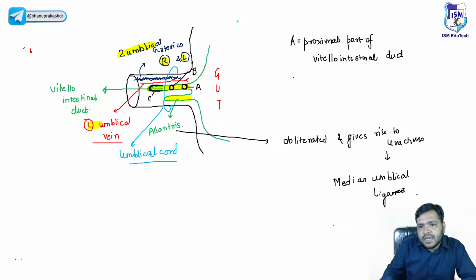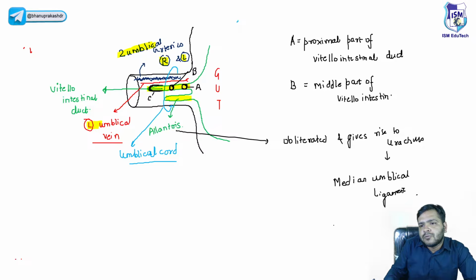B is the middle part of the vitello-intestinal duct. And C is the remaining part of the VID, the vitello-intestinal duct.